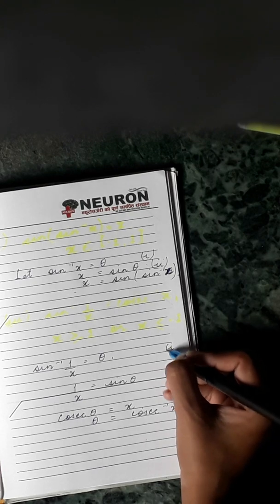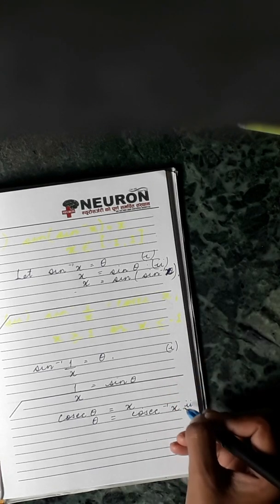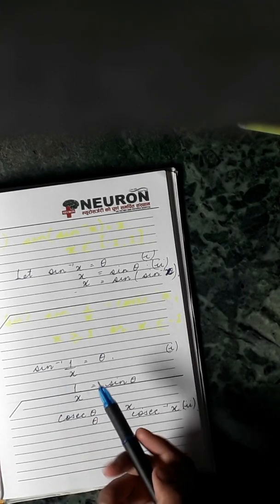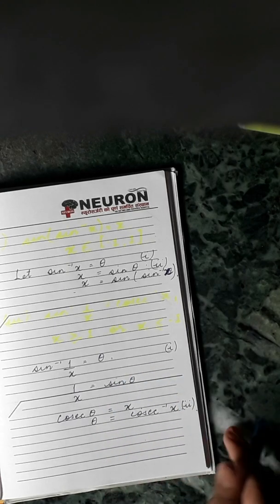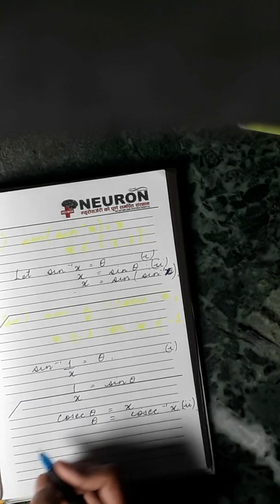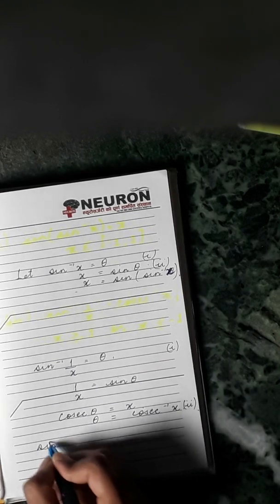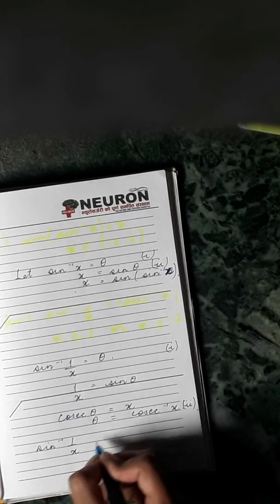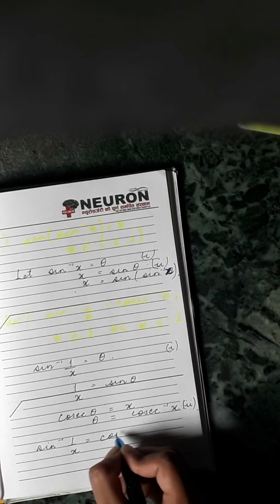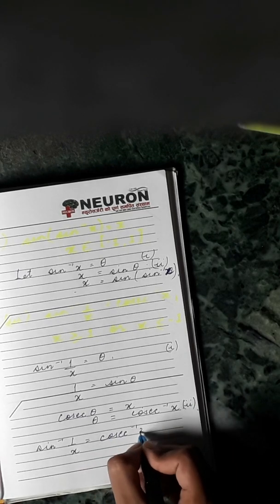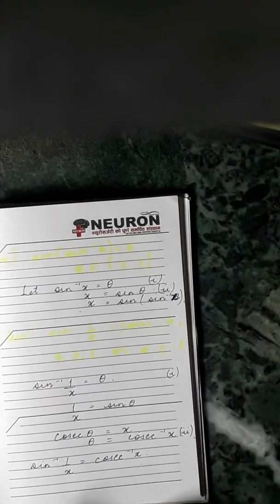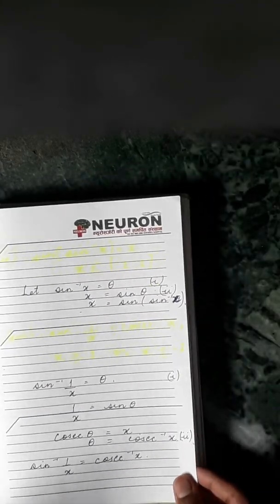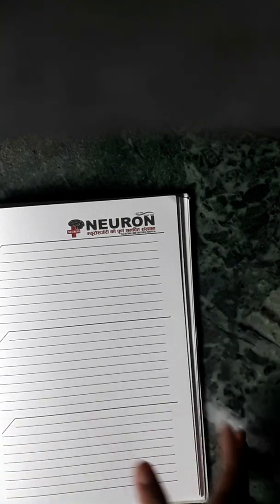So just compare the first and the second step. Sine inverse 1 upon x is equal to theta, and here you are getting theta is equal to cosec inverse x. You have proved the property. It is sine inverse 1 upon x is equal to cosec inverse x. Remember this range of values for x? And the property is very simple and very easy to learn.